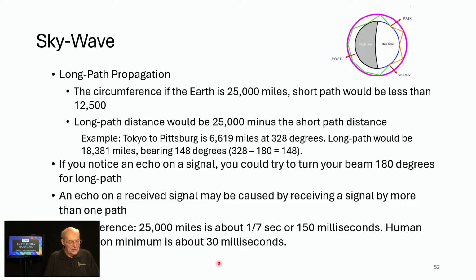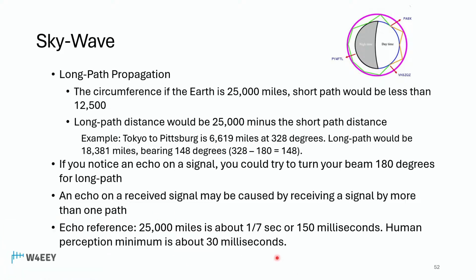So I mentioned 25,000 miles at the speed of light winds up being about 150 milliseconds, 1/7 of a second. And humans can discern a difference as low as 30 milliseconds. So this echo effect is clearly discernible if it exists. You won't see it very often. It's just kind of side information to keep you entertained, so to speak.